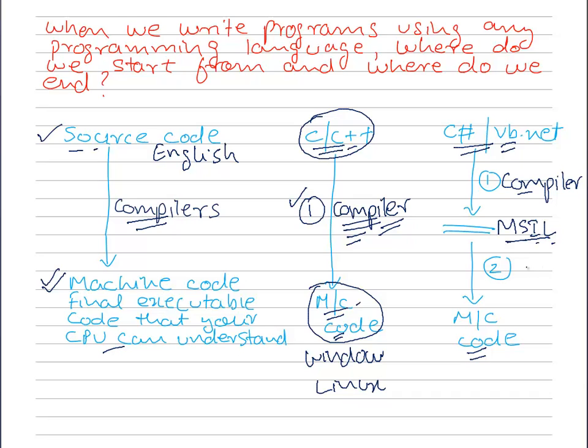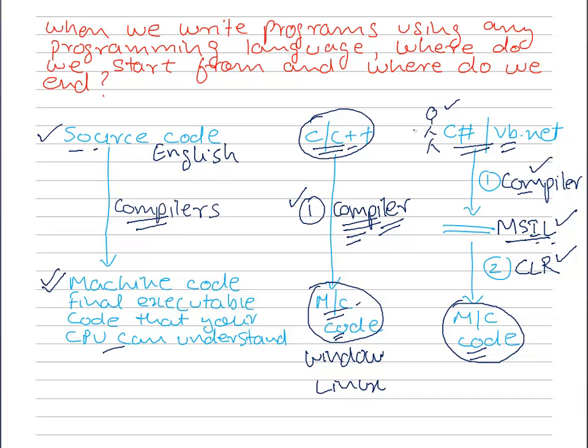In the second step, the CLR comes into picture. Now the CLR will take your intermediate language in step 2 and convert it into the final machine code, right? So from the user's angle, the user has no concern with what the CLR does. The user only has concern with what the compiler does.